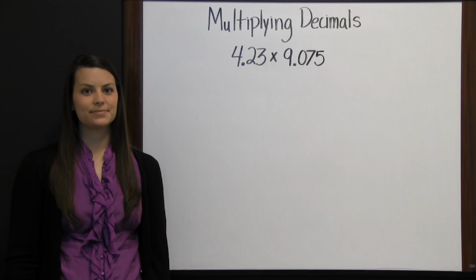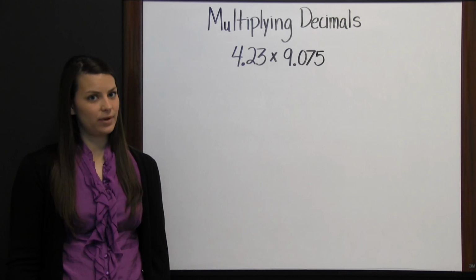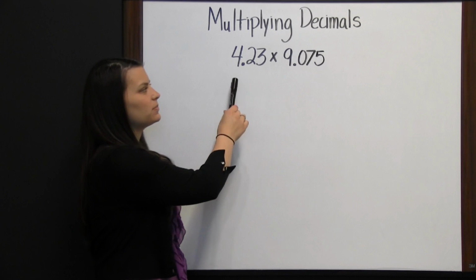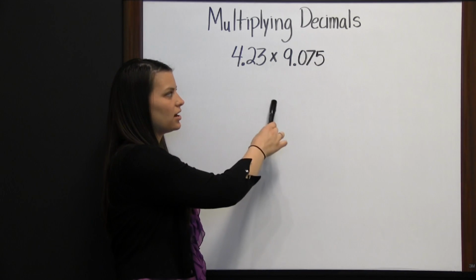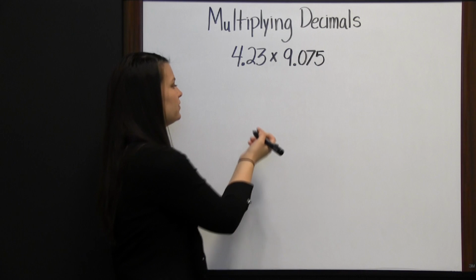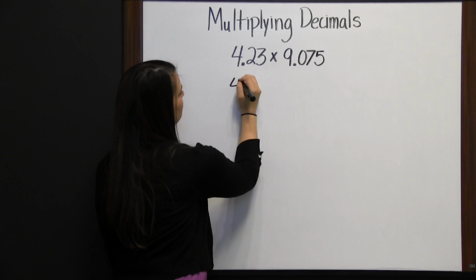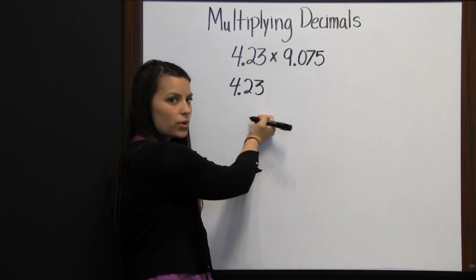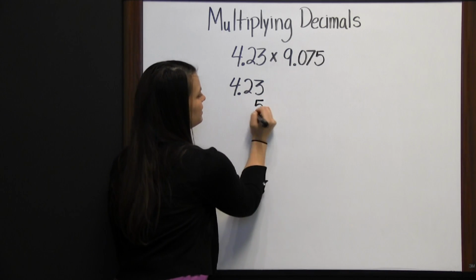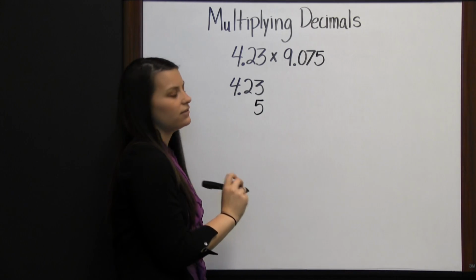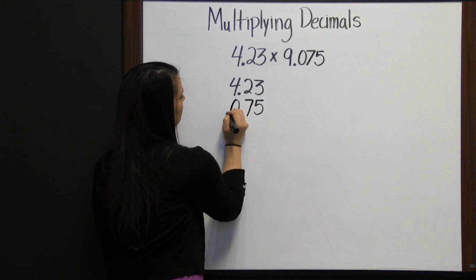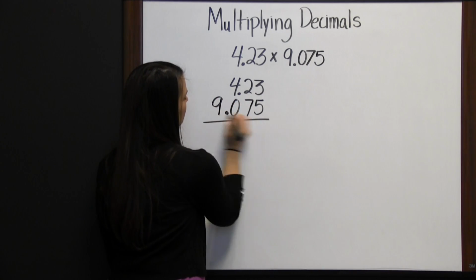Multiplying decimals. When multiplying decimals, instead of lining up the decimal point, we line up the last digits on the right. So if we were multiplying 4 and 23/100ths times 9 and 75/1000ths, we'd want to line up our last digits. So 3 is the last digit in 4 and 23/100ths, and 5 is the last digit in 9 and 75/1000ths. There's my 7, my 0, my decimal, and 9.